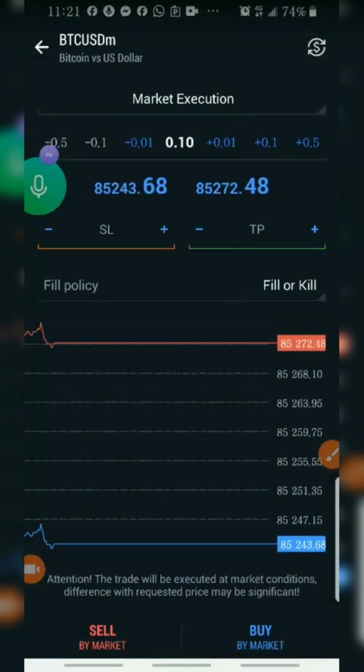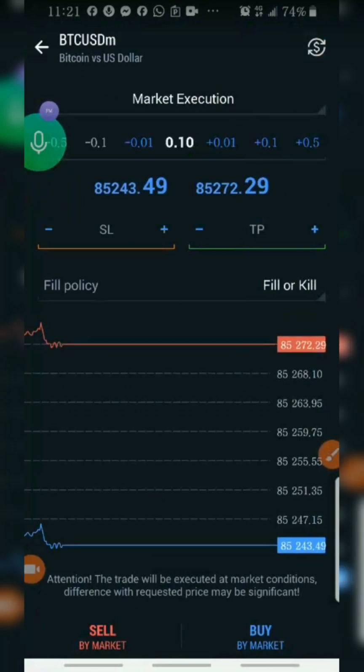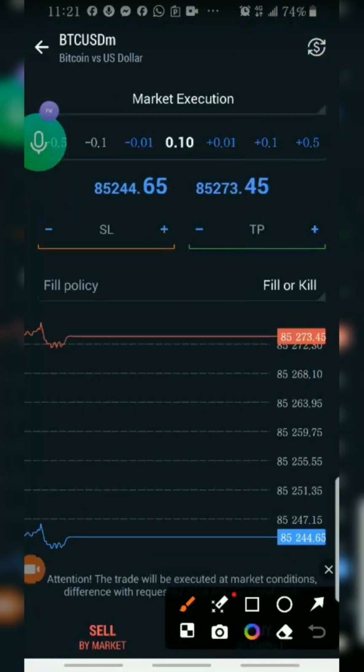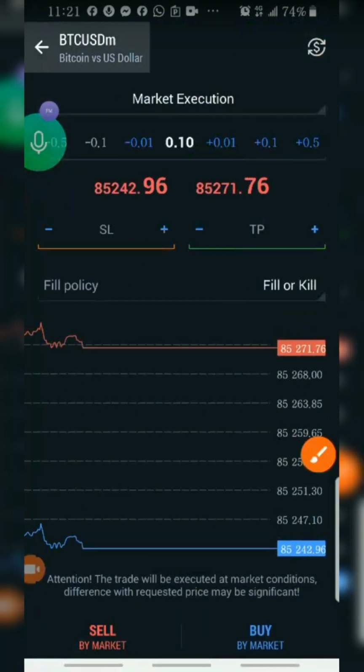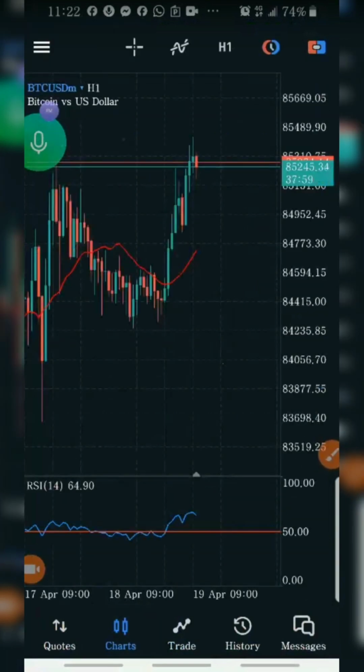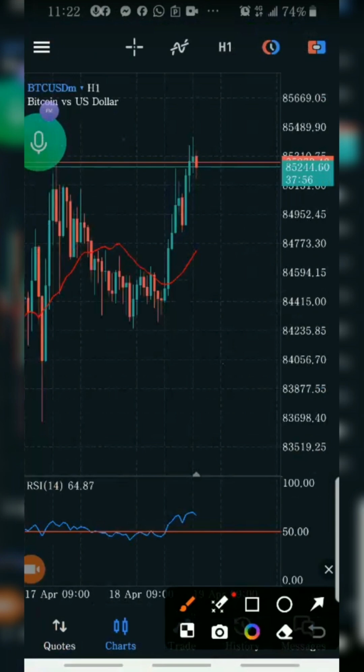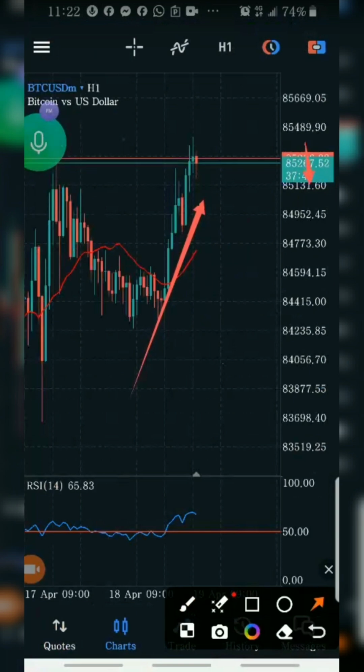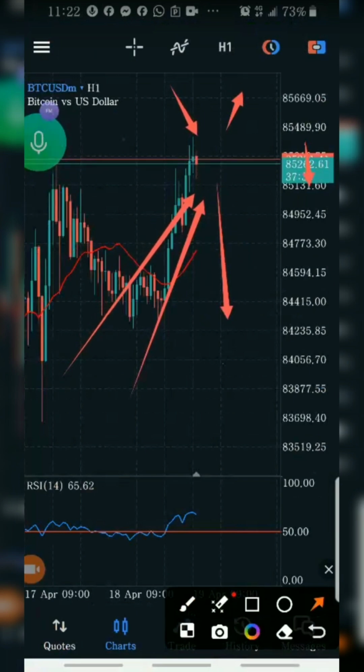I've entered my lot size. I'll then enter my stop loss. Let's say my stop loss has to be below this level. Since I'm buying, my stop loss has to be below the current price level. But if I am selling, my stop loss has to be above, and my take profit will be below. But since I am buying, my stop loss will be below, and my take profit will be above.